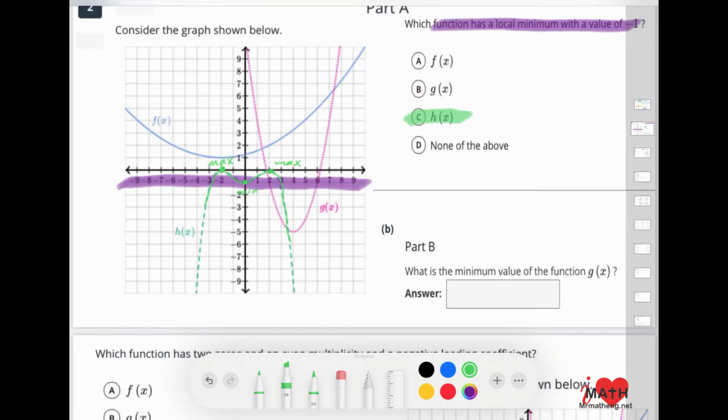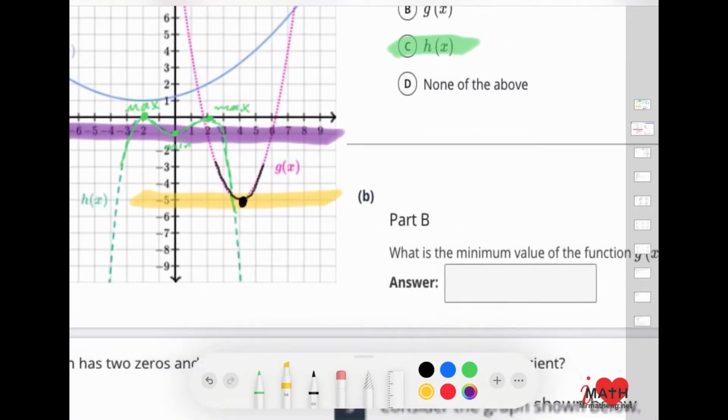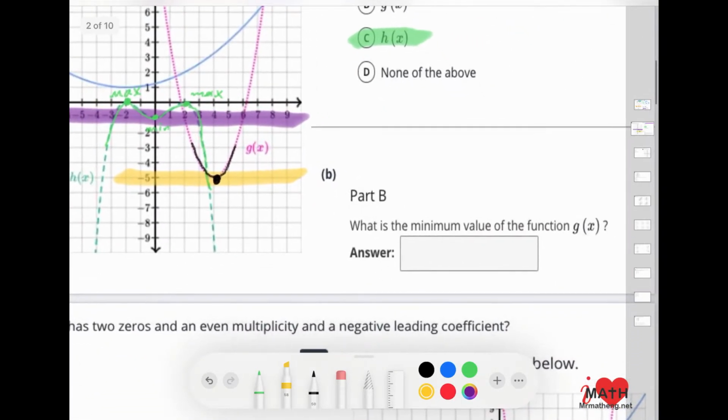Okay, part B. What is the minimum value of the g of x? So now I'm going to focus on the pink graph. And you'll notice in the pink graph that the low point here is this one. So I'm just going to highlight that, and you'll notice that the y value is -5. That was the clue I gave you guys. When you write the minimum, you are writing the y value. It's just a number.